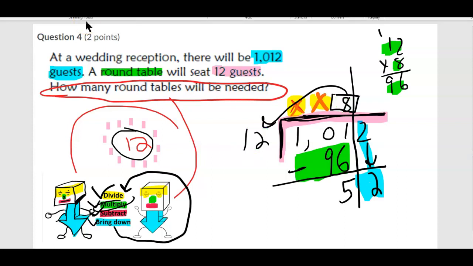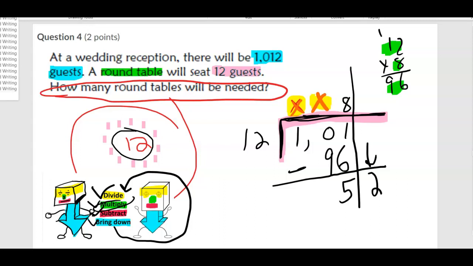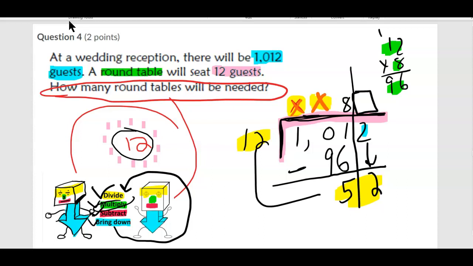How many times does 12 go into 52? And whatever that answer is, you're going to put it right here. It's going to be 1 digit. Your choices are 1, 2, 3, 4, 5, 6, 7, 8, or 9. Okay. The rest is up to you.